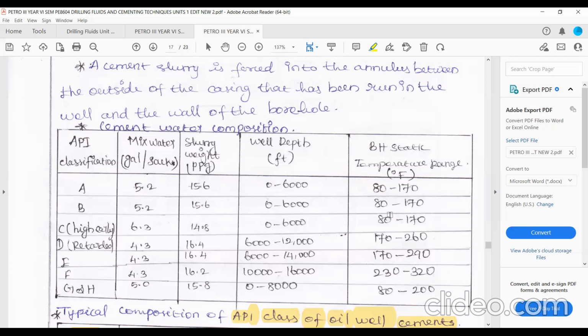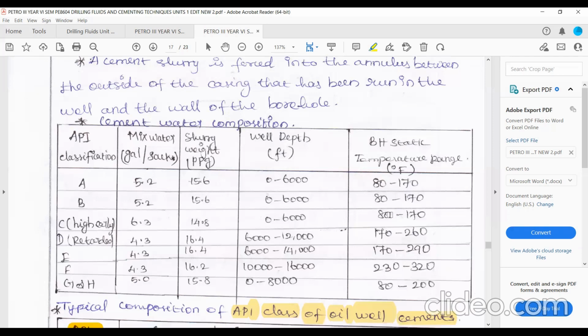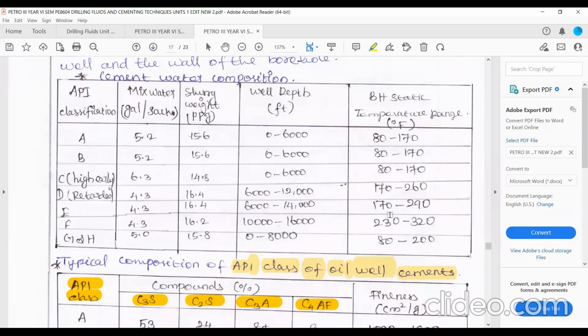The next one, F, is very unique because it is for reaching the greatest depth, and the temperature is also high. It can withstand 230 to 320. G and H accordingly.